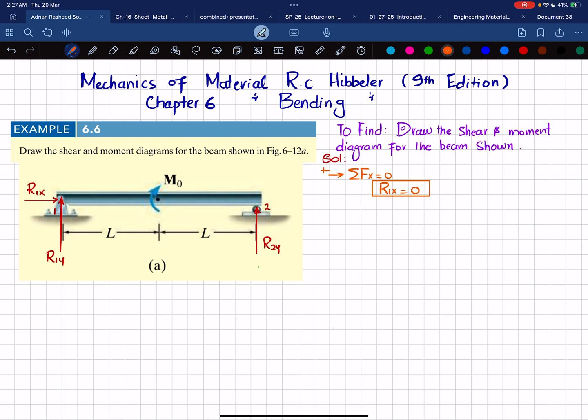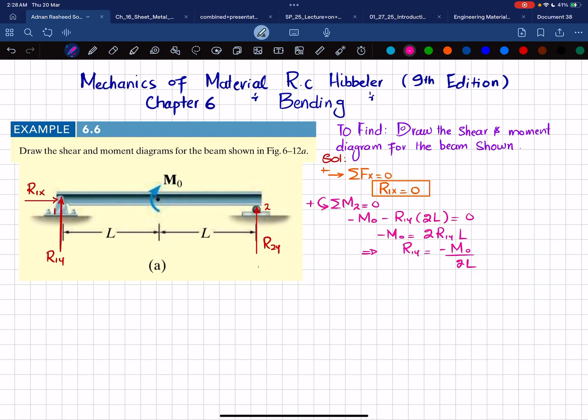Now we'll find the other force R1Y by using the equation of equilibrium that the sum of all moments about point 2 is equal to 0, taking the counterclockwise moment as positive. About point 2, the first moment is the external moment M0, which is clockwise, so it will be negative. So I can write minus M0. The second moment is produced by the R1Y force times the perpendicular distance 2L, and this is also clockwise, so it will be negative. So I can write minus R1Y multiplied by 2L is equal to 0. From here we get minus M0 equal to 2 R1Y into L, and from here R1Y will be equal to minus M0 over 2L.